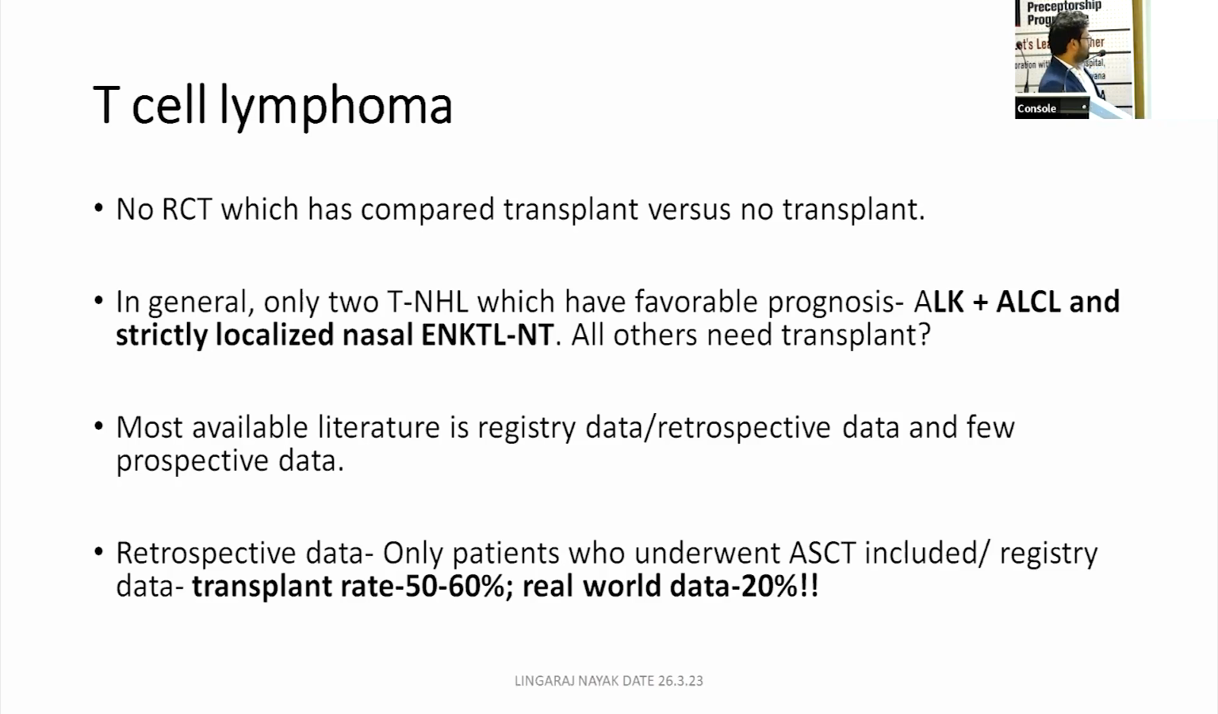Most data are registries or retrospective. Now, what happens in registry data is that if you see the transplant rate in T-cell lymphoma, it will be 50 to 70%, right? But that is not the real world scenario, right? Because in the registry, the data that is registered is only for those patients, and mostly patients who underwent a transplant, right? Most of the patients will default, they will not. So you need prospective data to understand how many patients really go for transplant in PTCL, okay?